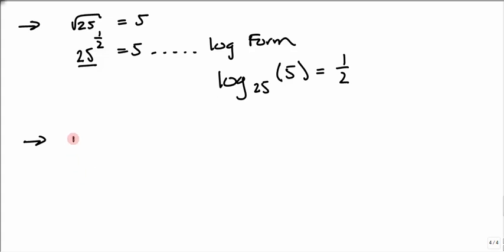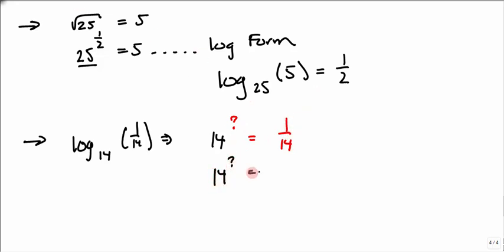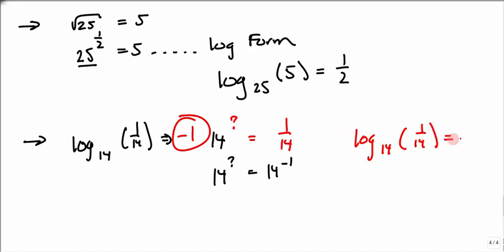Let's look at log base 14 of 1/14. Okay, in exponential form, this would look like 14 to what power is 1 over 14? Well, 1 over 14 is 14 to the negative 1. Now that I have equivalent bases, my power is equal to negative 1. So log base 14 of 1/14 is equal to negative 1. That's my answer.